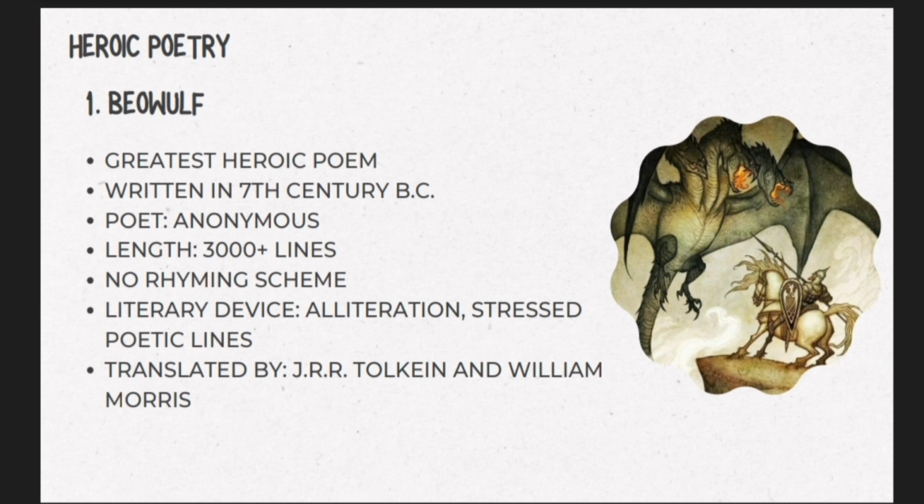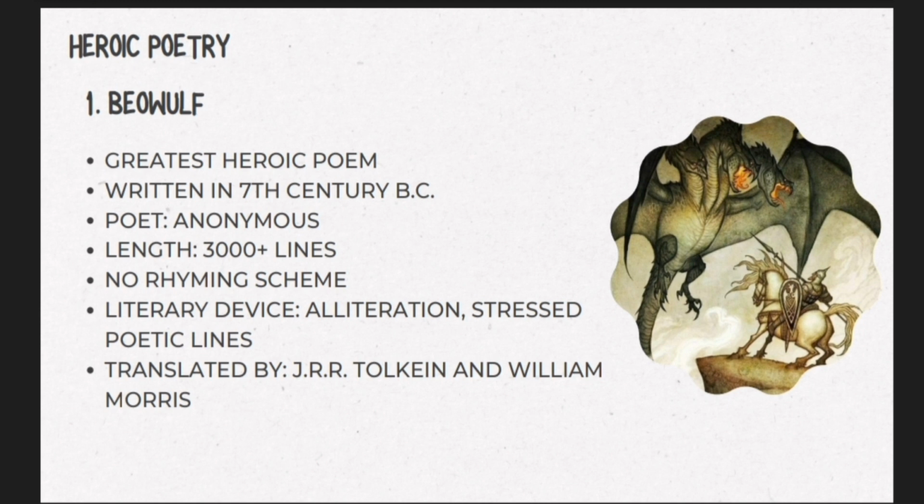So the very first poem of the Anglo-Saxon period was Beowulf. Beowulf is known as the greatest heroic poem written in all English. It was written in the 7th century. Until today, we have no idea of who wrote this poem. The length of the poem is more than 3,000 lines. And unlike normal poems, it doesn't rhyme. It doesn't have a rhyming scheme.